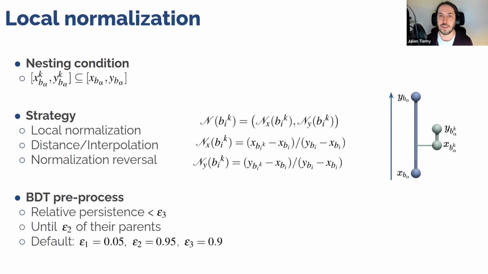In practice, the normalization process is subject to a few parameters that we introduced to optimize things a little bit, in order to control the normalized persistence of small features. So every subtree with a persistence smaller than a threshold epsilon 3 is moved up the BDT if its persistence is larger than a fraction epsilon 2 of its parent's. But at the end of the day, we realized that those two parameters didn't have much importance, and we optimized them on our data sets and came up with default values that we use throughout our experiments. Really, the most important parameter is this one here.